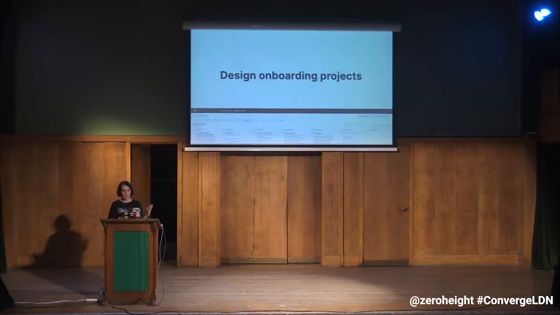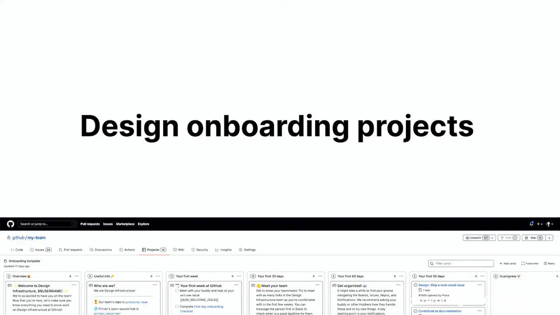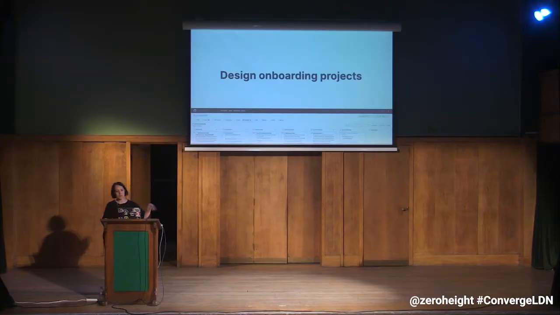So the first example is our design onboarding projects. This is a project that had good results from the start, but where there's also a lot of room for improvement. If you don't know GitHub projects, it's a feature of GitHub. It's a little bit like Kanban boards with a bunch of features. And we created these projects that list tasks and resources that you can do and read when you join in your first day, in your first week, first month, and so on.